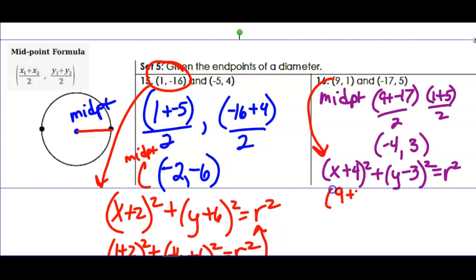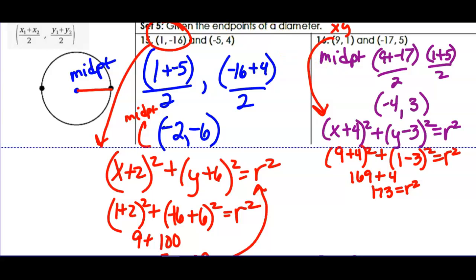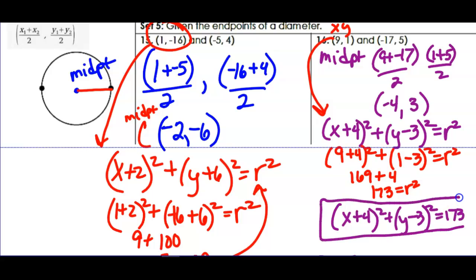So if I put in 9 and the y is 1, then I get 13 squared, which is 169, and you could just type it in your calculator. 1 minus 3 is negative 2 squared is positive 4. So I got 173 is r squared. So the radius is the square root of 173, which is something over 13, but I really don't care. Remember, all I want is the equation. So I'd have x plus 4 squared plus y minus 3 squared equals 173, because it's r squared that goes in there. All right, that's it.